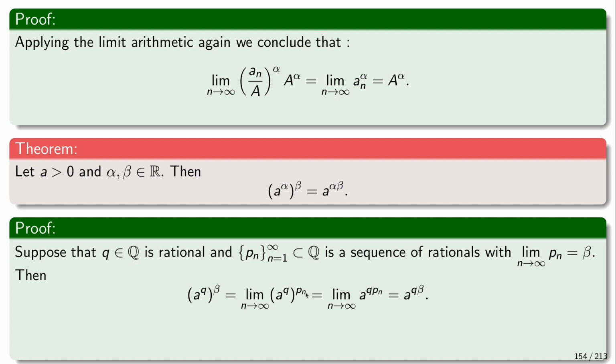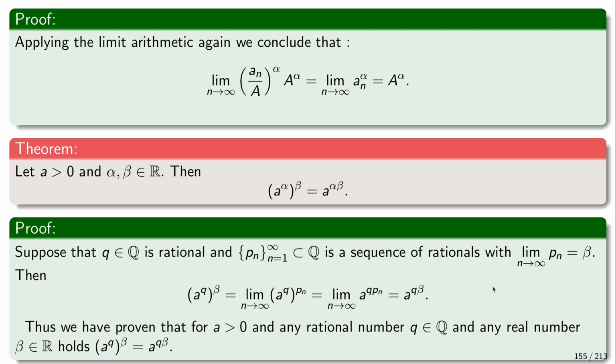And now for the rational numbers, we have this exponent well established long ago, right? It's a known property that (a to the power of q) to the power of p_n is equal to a to the power of q times p_n. And now again, the sequence q times p_n is a sequence of rational numbers that converges to q times beta. Therefore, this equals that, almost by definition. Okay, so we have that.